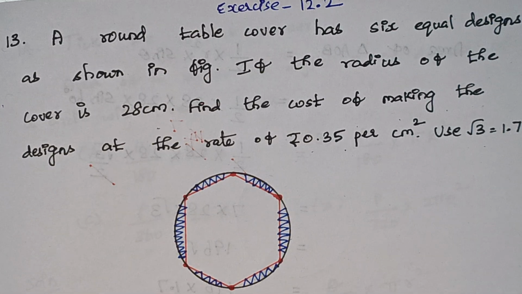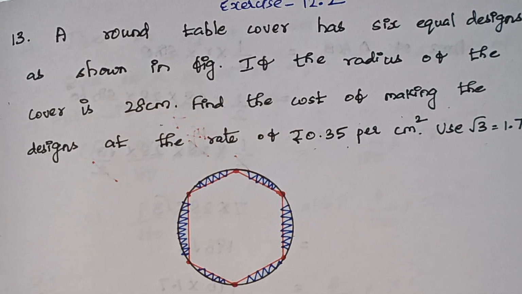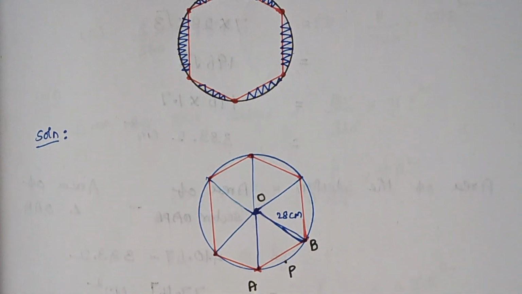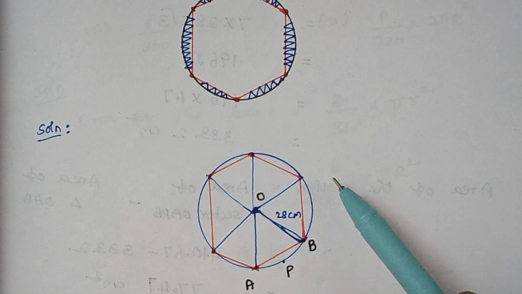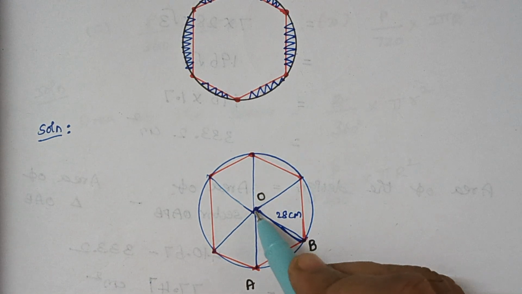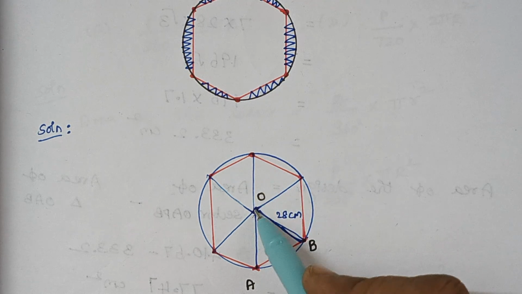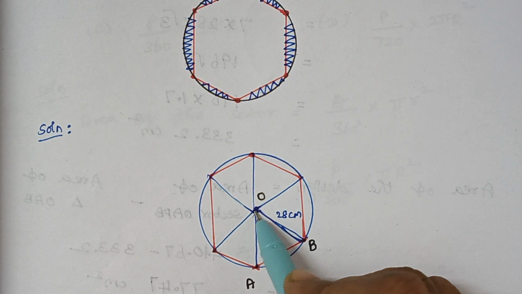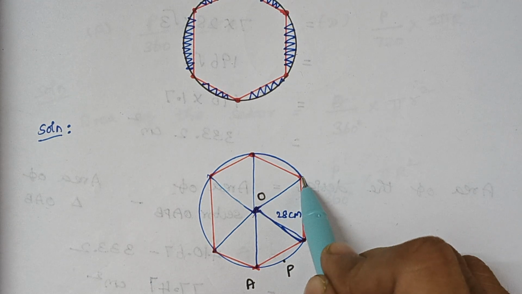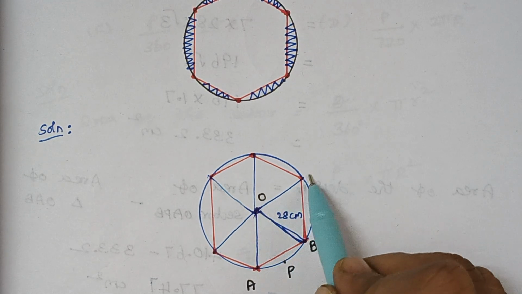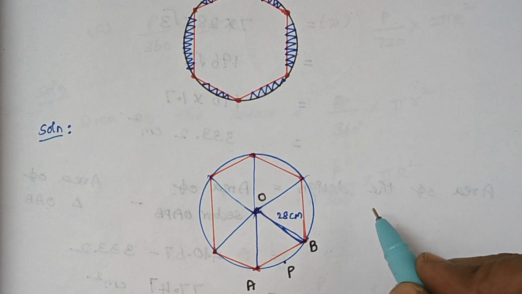So here the given thing is, I have redrawn the diagram, so this is the diagram without the design. Here the radius of the circle is given. A radius is nothing but a line which joins the center to the circumference of the circle. So this radius is 28 centimeters.